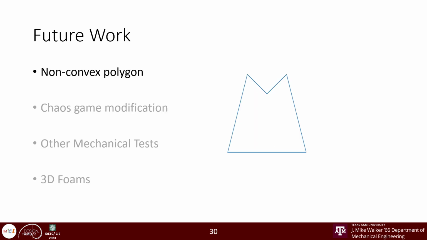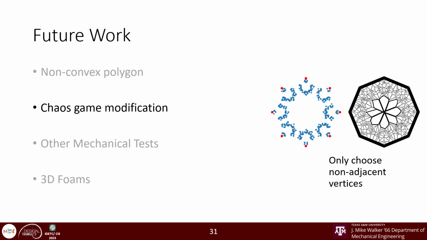In the future, there are several things we'd like to look at testing, such as non-convex polygons. This can be done through triangulation of the structure in order to use the chaos game, since the chaos game can't be used on concave polygons. We would also like to look at changing the rules for the chaos game, such as the vertex chosen can only be the non-adjacent vertex to the last one chosen. This is that example shown here.